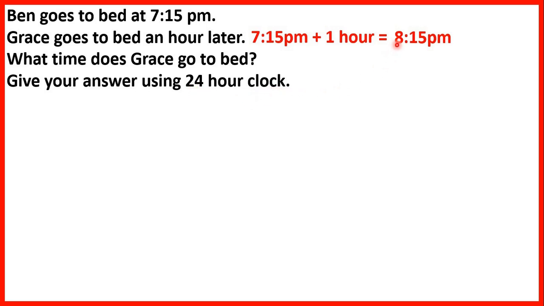So the way to change times in the afternoon or evening, so to change PM times into 24-hour clock times, is to add 12 to the number of hours. And 8 plus 12 is 20. So rather than writing 8, we can write 20, and then the number of minutes will stay the same. But with 24-hour clock, we don't need to write PM or AM on the end. So our answer is just 2015.